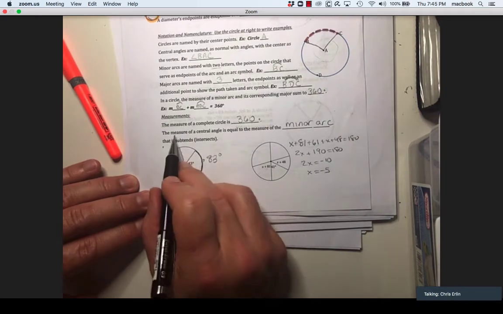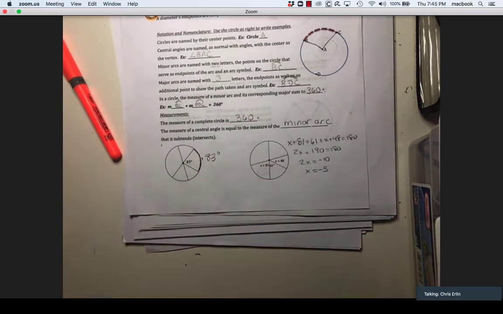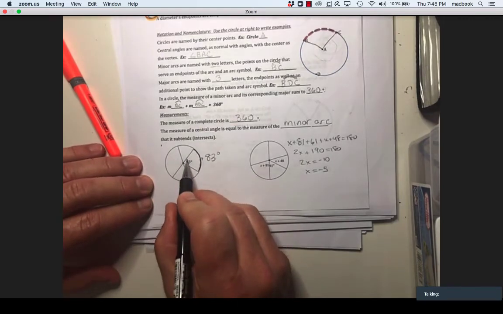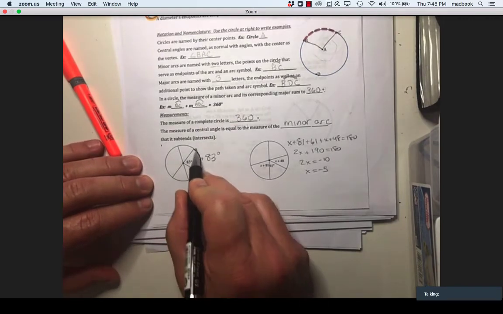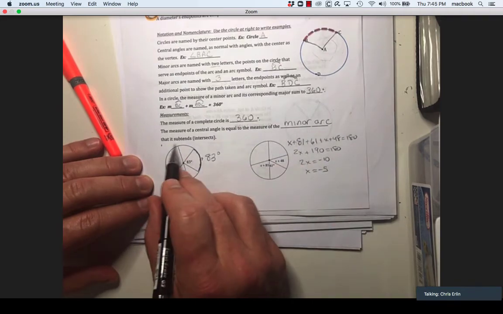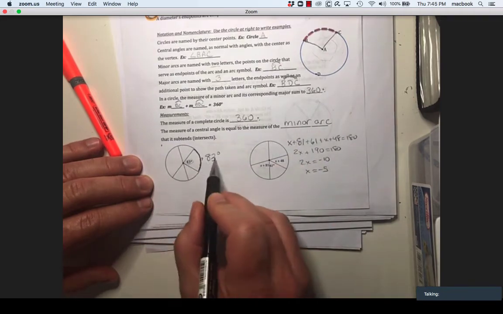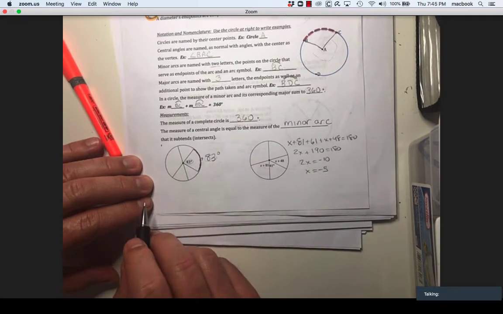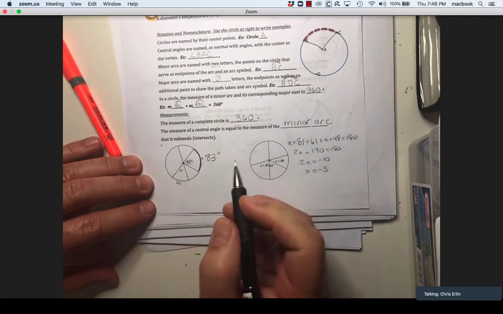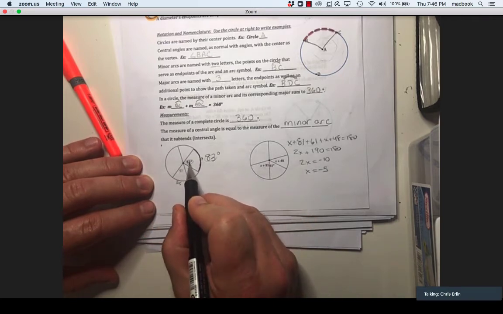Therefore, in the event that you have a central angle, its measure of 83 is going to match the arc that it meets. In other words, the measure of a central angle is equal to the measure of the minor arc that it subtends. So 83 and 83 are the same size. If I knew that this was 35, I'd know that this is 35. And of course, I could say if this is 35 and this is 83, I know that's 118.